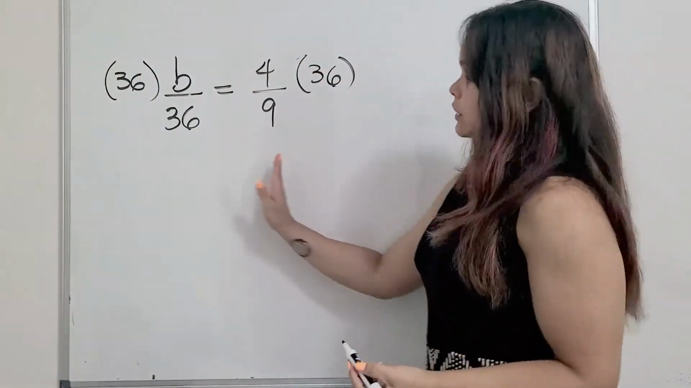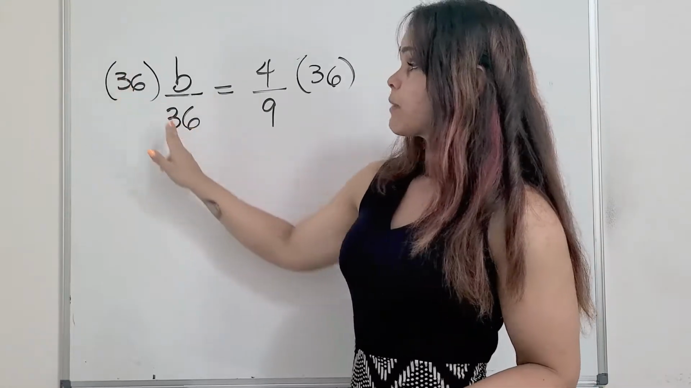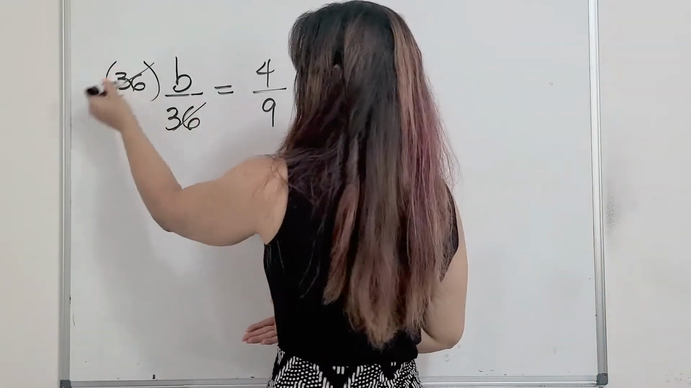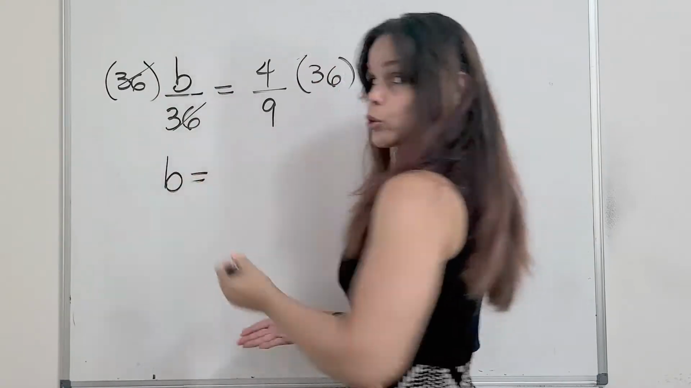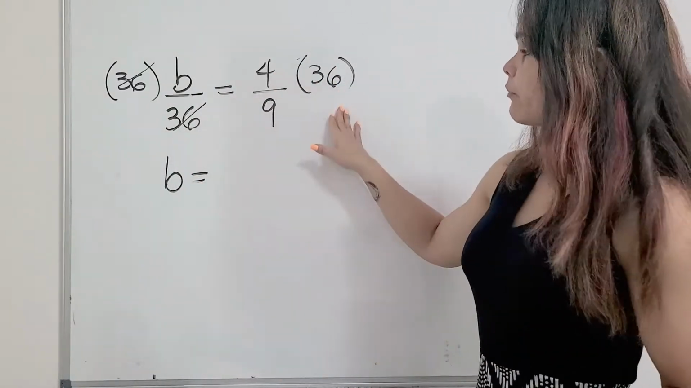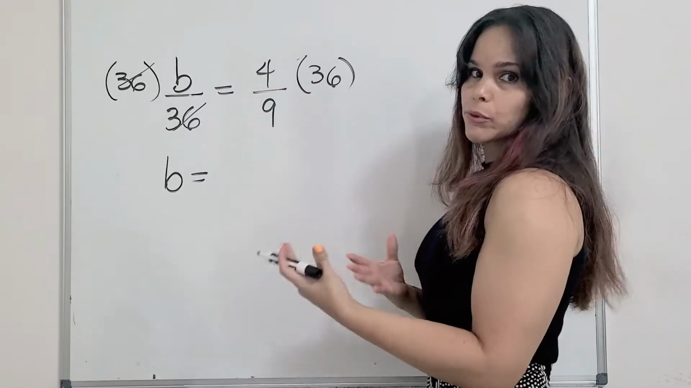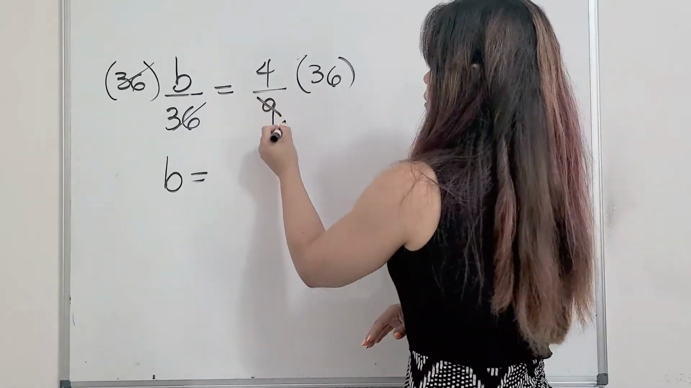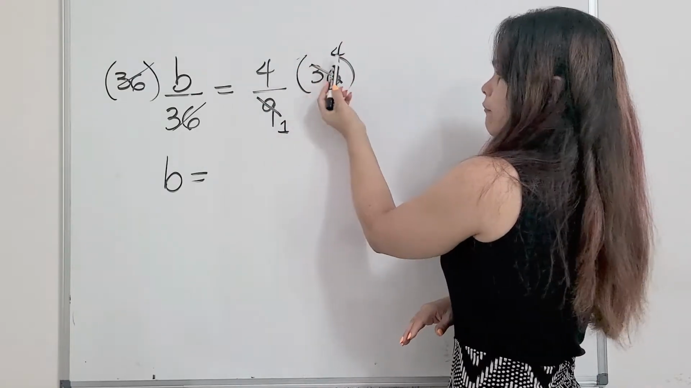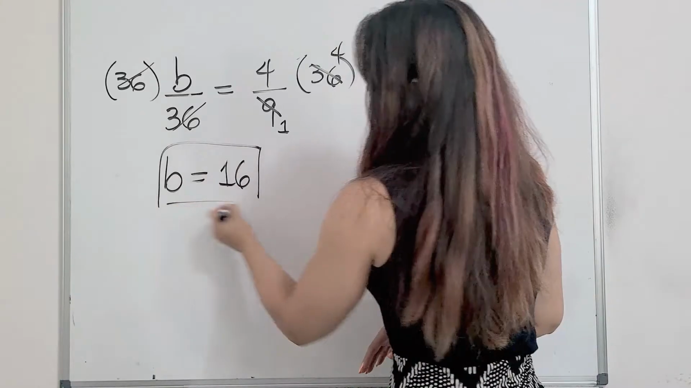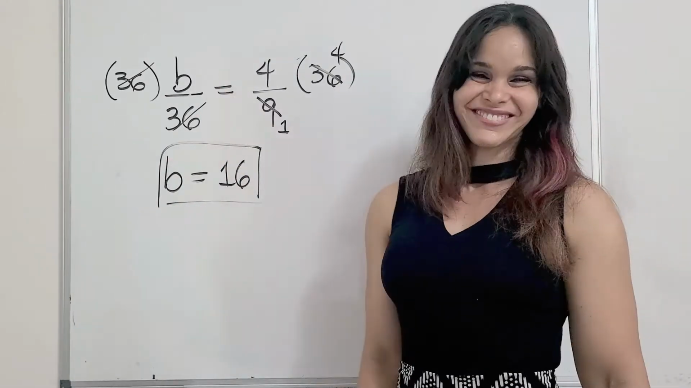So what happens? On the left side, 36 divided by 36 is equal to 1, which is what I want because I wanted b to be alone. And then I simplify here, which I can simplify between 9 and 36. I can divide by 9, which is going to be 4. And 4 multiplied by 4 is going to be 16. And here we have the solution for this equation.